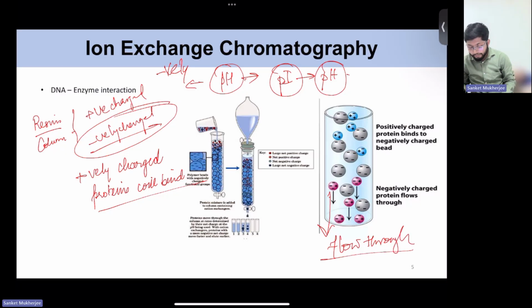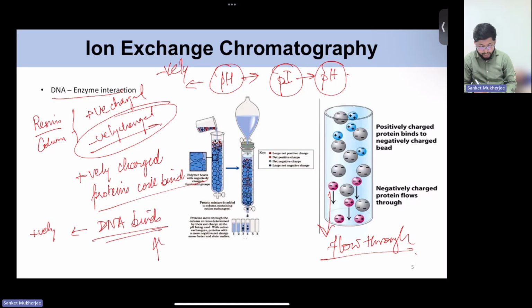This is the principle of ion exchange chromatography, and one of the most studied methods, I mean enzymes for these, is the DNA enzyme interaction using ion exchange chromatography. So let's say that is how we do it. In a positively charged resin, DNA binds, and with this bound DNA, we add enzyme, and we see what is the binding.